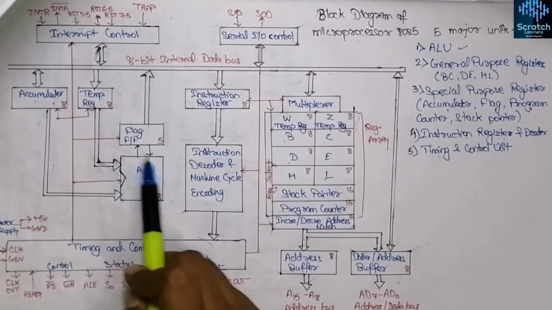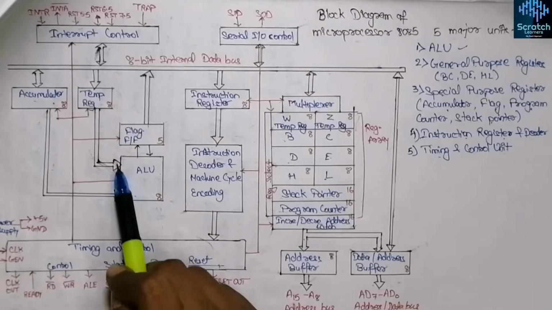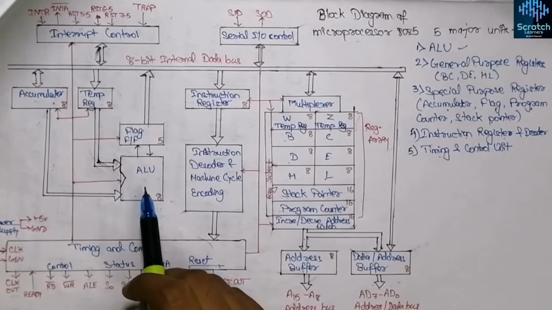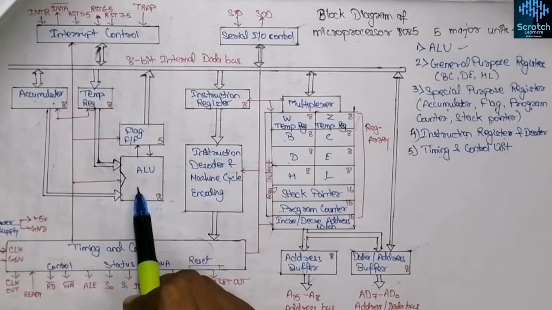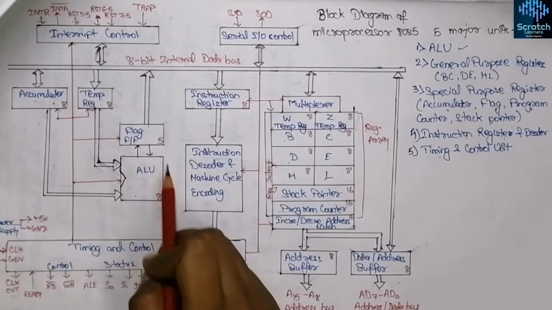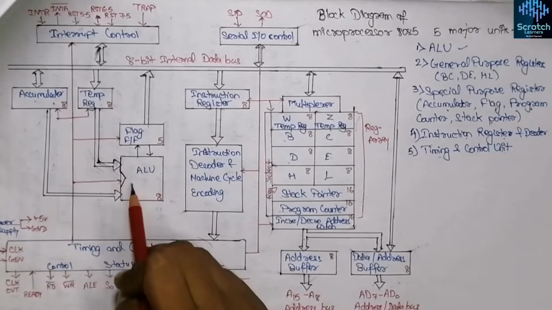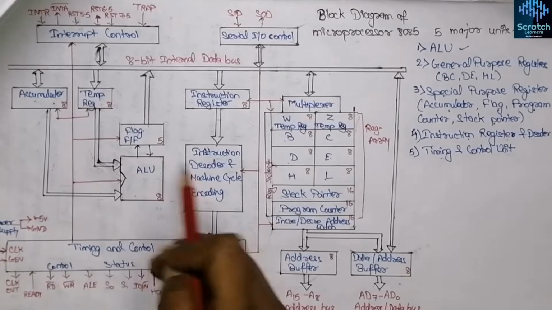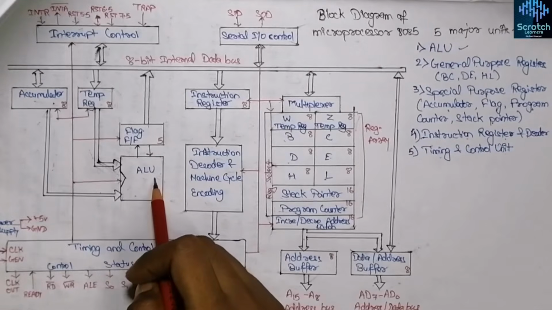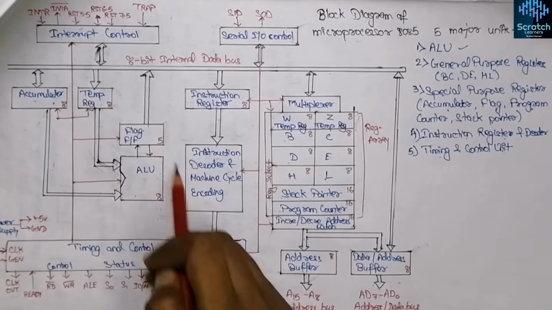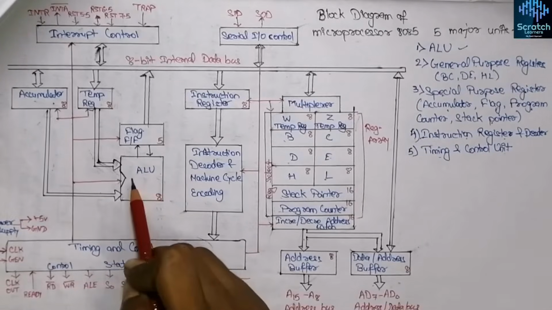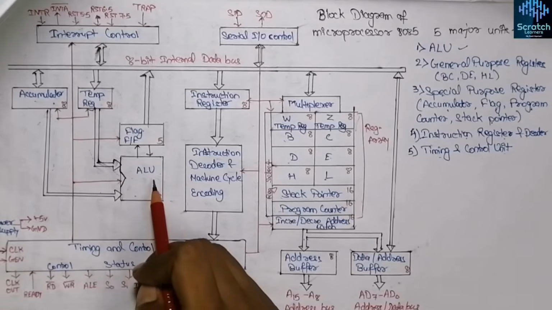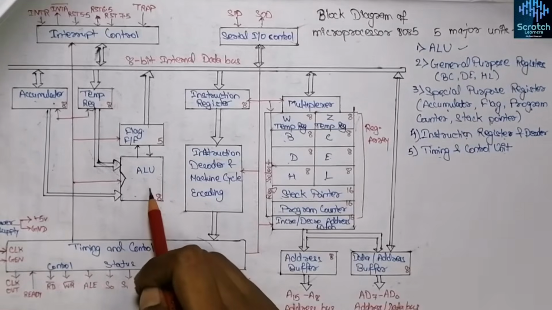Firstly, starting with the ALU, we know the ALU is the circuitry that performs the actual numerical and logical operations. So what are the arithmetic operations that are performed by the ALU? They are addition, subtraction, increment, decrement and comparison. Similarly, the logical operations which are performed by the ALU are AND, OR, XOR and complement.